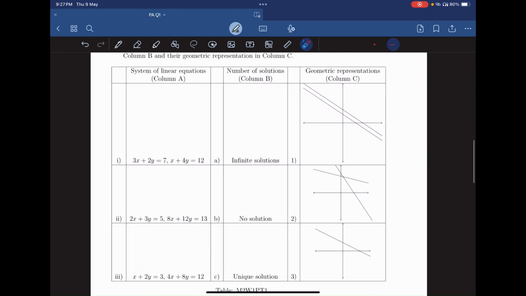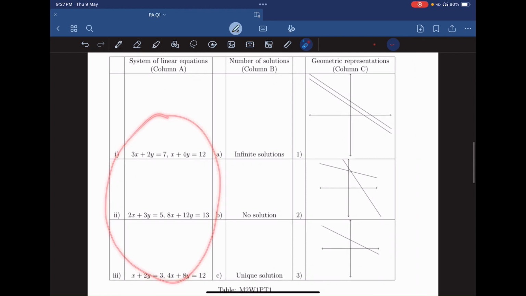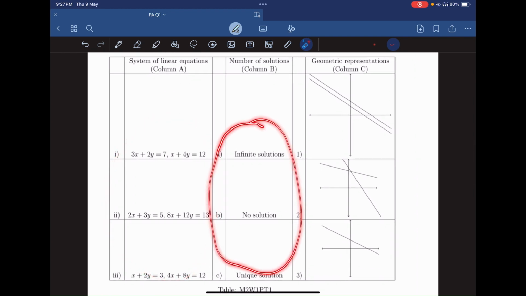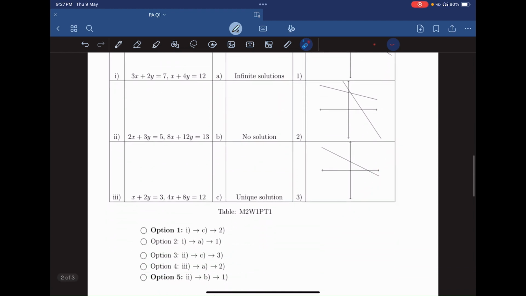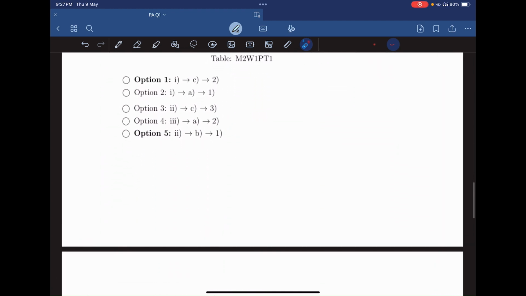So we have given three pairs of equations in column A, three types of solution in column B, and three types of geometric representation in column C. So let's look at each pair one by one.